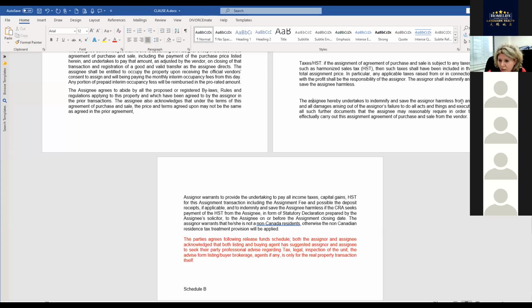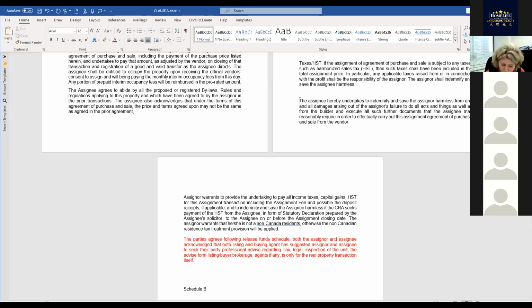And he will, as well as from the builders. So you will add here, as well as from the builder, and execute the documentation required to carry out this agreement. And you can change the clause and put assignor and assignee.